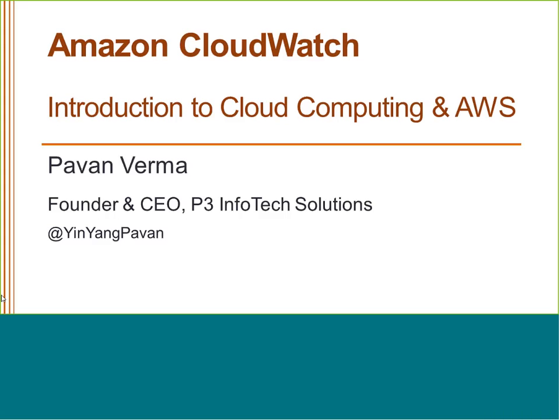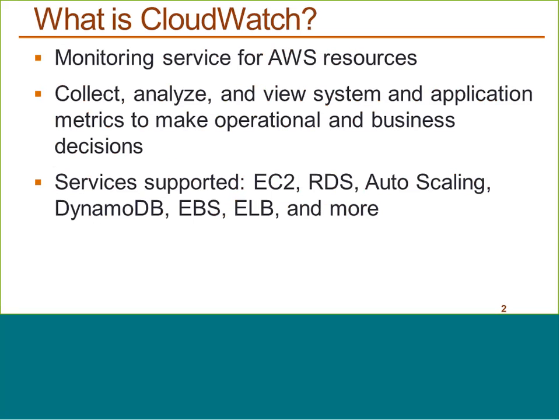Okay, so let's go on with CloudWatch. I think we've seen CloudWatch a little bit during this course, but we've not really talked about what it is. So we'll just briefly talk about CloudWatch. Essentially CloudWatch is the monitoring service for AWS resources. And what does monitoring mean? The service collects, analyzes, and helps users view the system and application metrics, and these metrics can be used to make operational and business decisions. For example, when you're monitoring an EC2 instance, CloudWatch will report a certain predefined set of metrics like CPU usage, disk IO, network IO, and things like that.